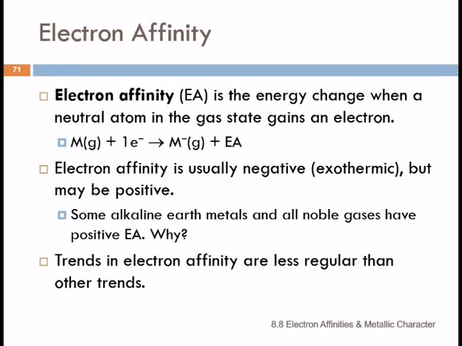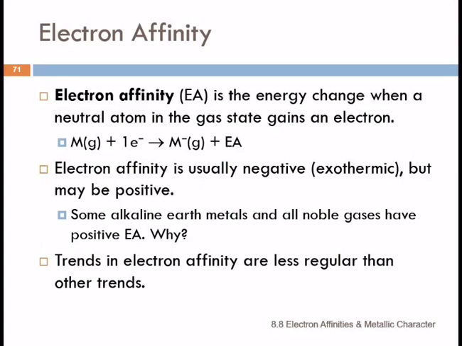Electron affinity is like the opposite of ionization energy. It's the change in energy when a neutral atom becomes a negative ion. The electron affinity is usually negative, meaning that when you add an electron to an atom, energy is released. There are a few elements, though, where it's positive, and these are the alkaline earth metals and the noble gases. So a positive electron affinity means that you're basically having to pay the atom to take this electron.